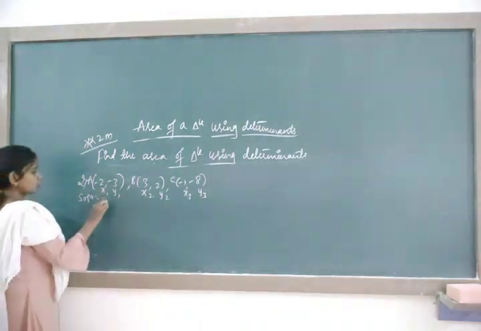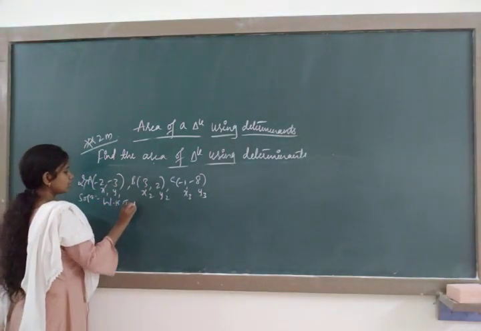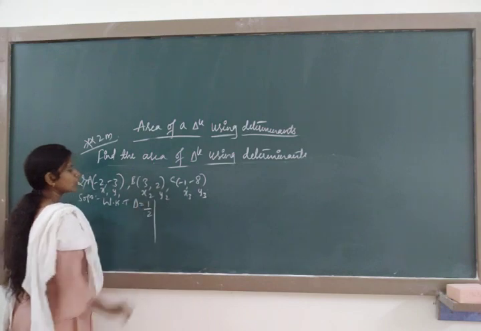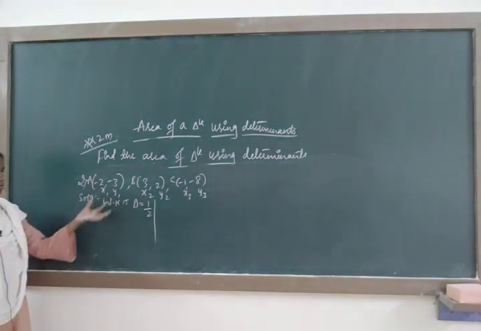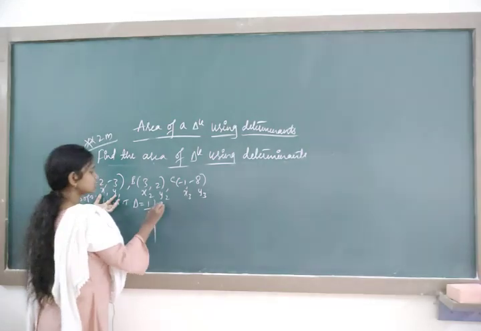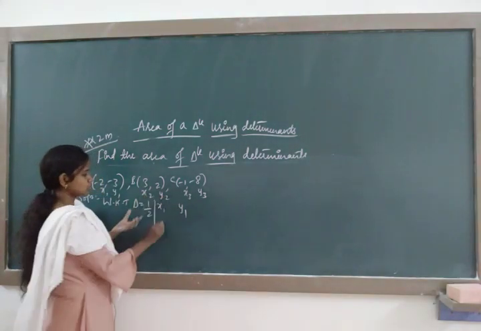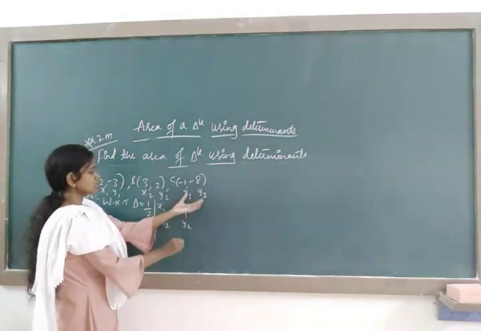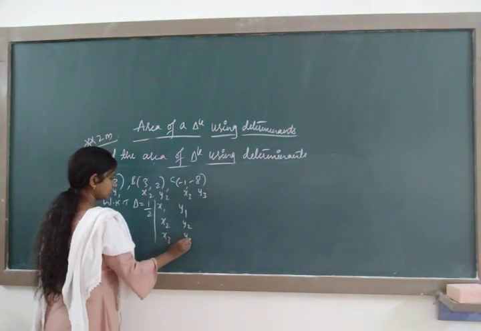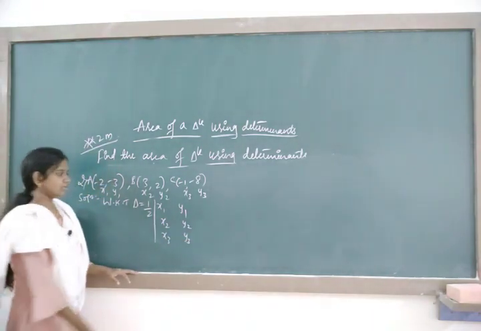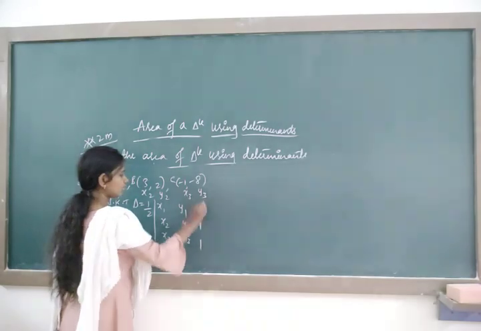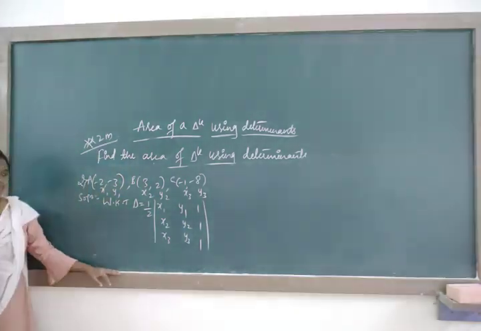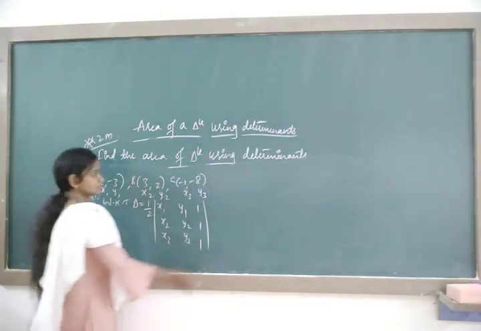So what is our formula? We know that the area, or delta, is equal to 1 by 2. This is x1, y1, write as it is. This is x2, y2, write x2, y2. This is x3, y3, write x3, y3. Now the last column is remaining, that will be filled with 1, 1, 1. Now substitute the values.